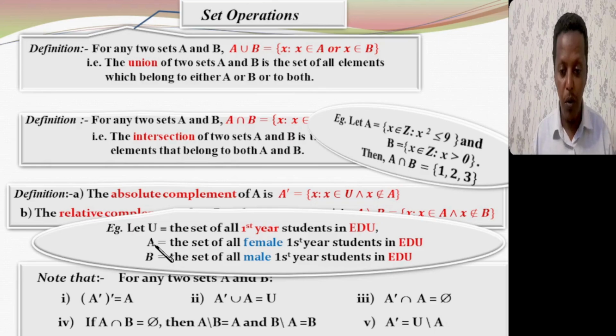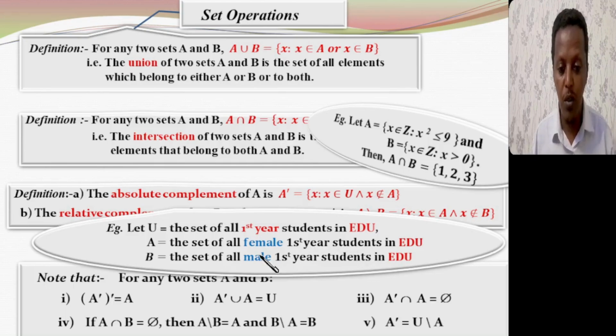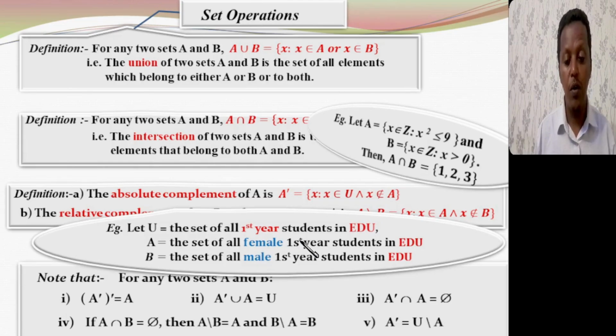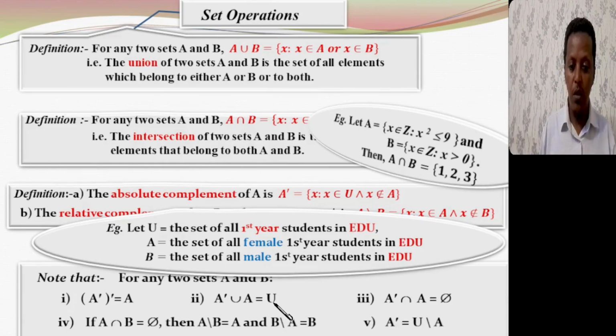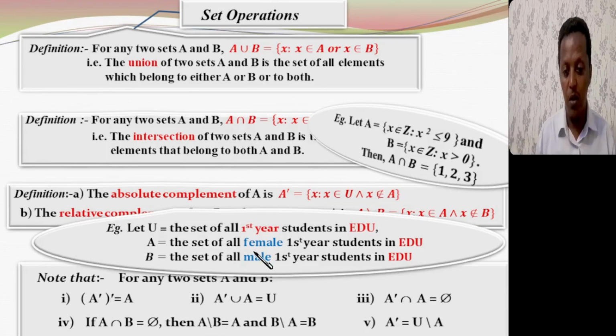Now, if you take the union of A and B, it will give us what? The set of all female first year students union with the set of all male first year students will give us the set of all first year students. So A complement is B. B union A will give us all first year students in Ethiopian Defense University. A intersection B is the empty set.